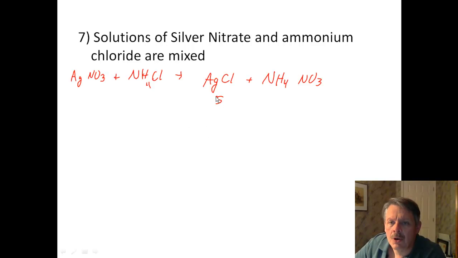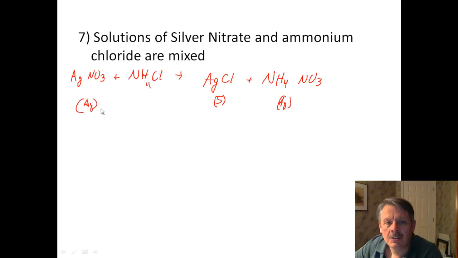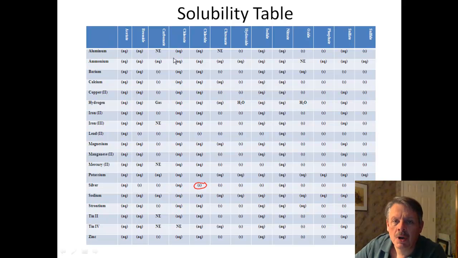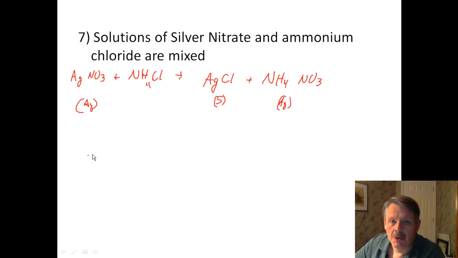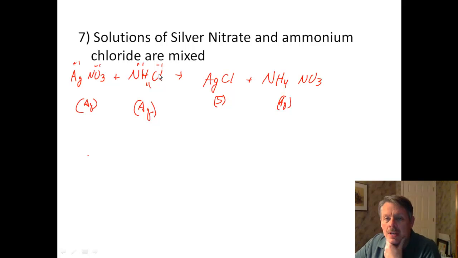So silver chloride is a solid, and we know that anything with nitrate in it is aqueous. So I have to look up ammonium chloride to make sure we're okay there. And ammonium chloride looks aqueous to me. So let's go and balance our equation. Silver is +1, nitrate's -1, ammonium is +1, chlorine's -1. So they cancel each other out, and we have a balanced chemical reaction.